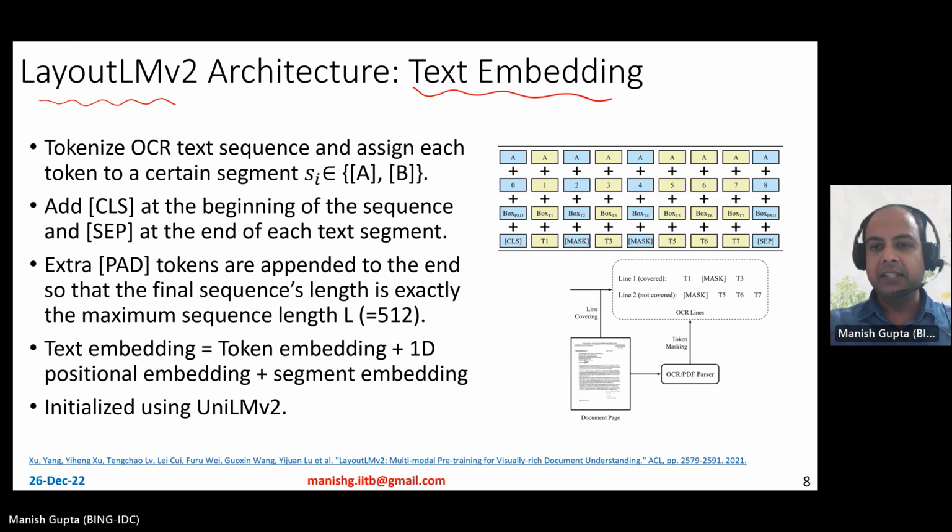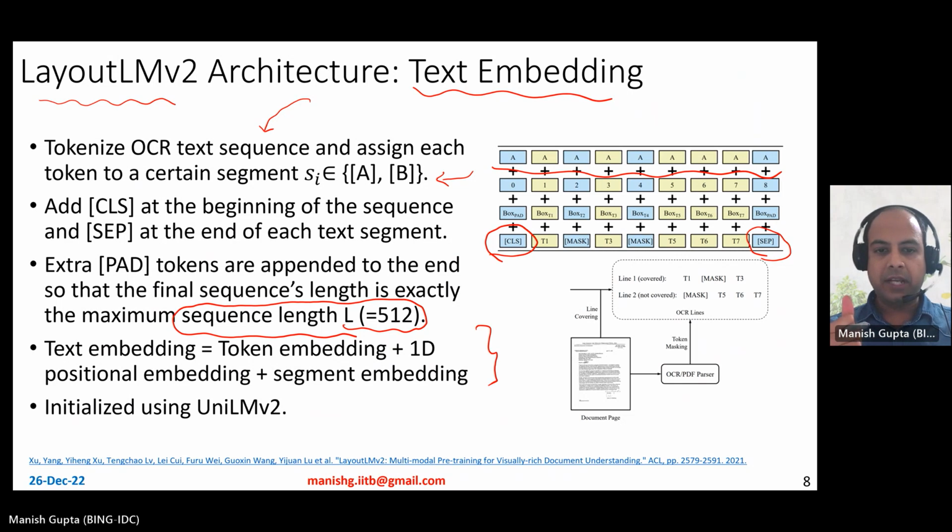First, text embedding. You do OCR on the input document, and you tokenize that OCR text and assign it a particular segment. For most use cases, and even for pre-training of LayoutLMv2, they only had one segment, called the A segment. You also add a CLS token at the beginning of the sequence and a SEP token whenever your segment ends. You can also add pad tokens at the end so that overall the max sequence length is L. Thus the text part consists of three things, starting with the token embedding for the particular token.